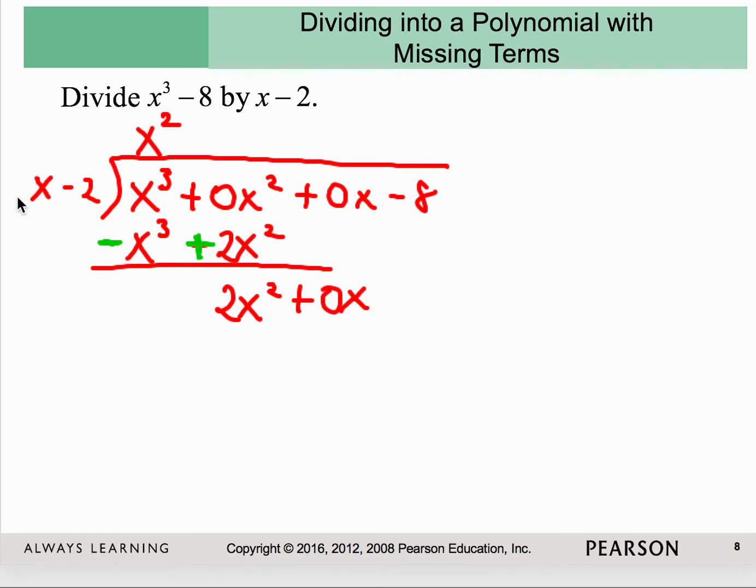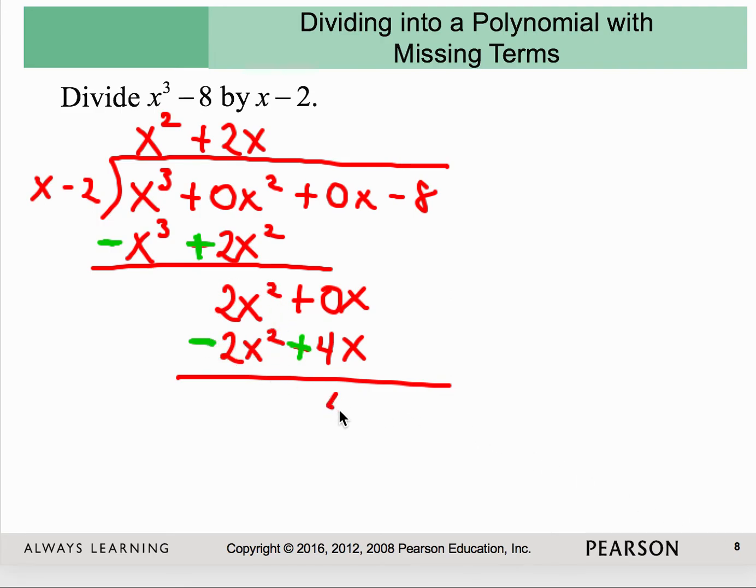What do you got to multiply x by to make it 2x squared? Yeah, I need the 2 and I need another x. So then multiply it. 2x times x, 2x squared. 2x times negative 2, negative 4x. And then change the signs or subtract. 0, okay, 4x, because 0 minus 4x is plus 4x, right? Subtracting a negative is a positive.